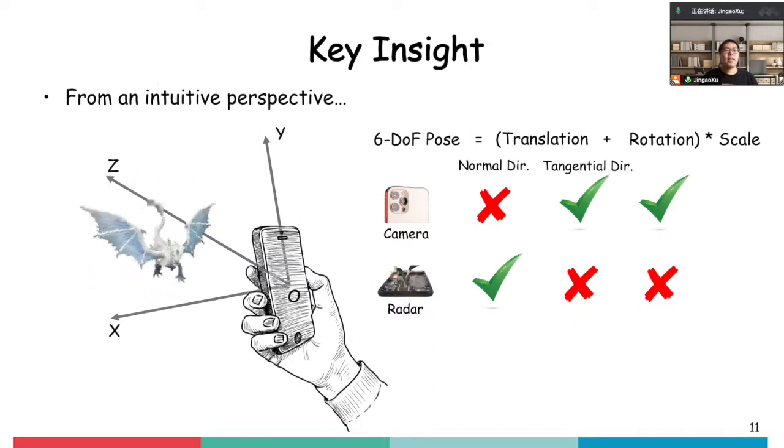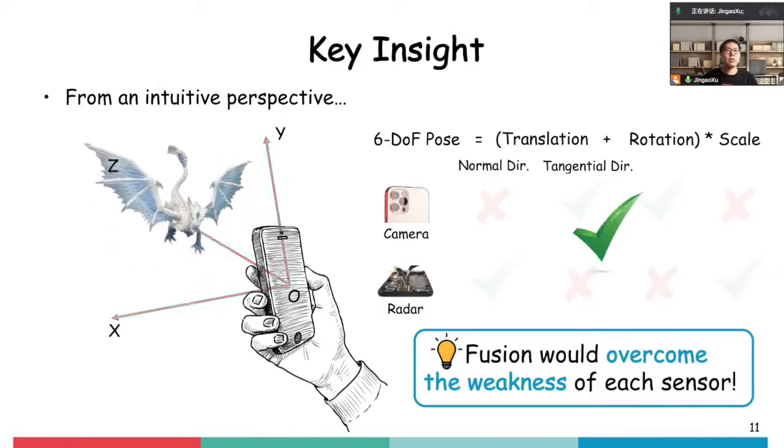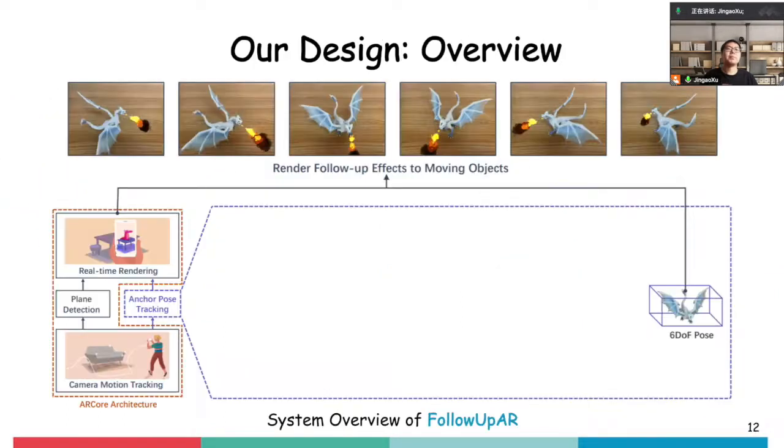However, radar-based solutions sometimes merely treat the whole object as a reflector. Hence, it is hard for them to calculate the object's rotation. But compared with radar, the vision-based solutions cannot obtain the absolute scale of the object's motion. For instance, they do not know how much distance in the world a pixel change in an image represents. All in all, we can find that camera and radar have their individual but complementary advantages. So our vision is that fusion would overcome the weakness of each sensor and accurately track the object's pose.